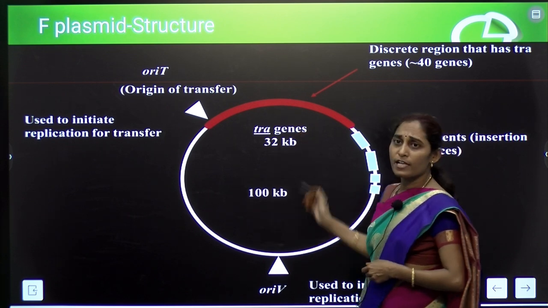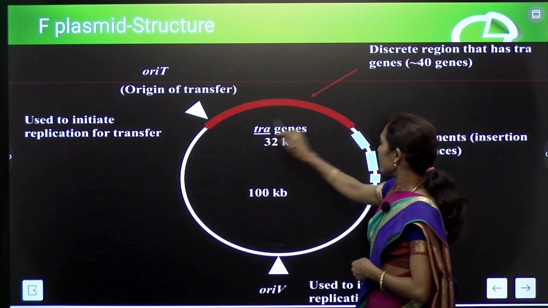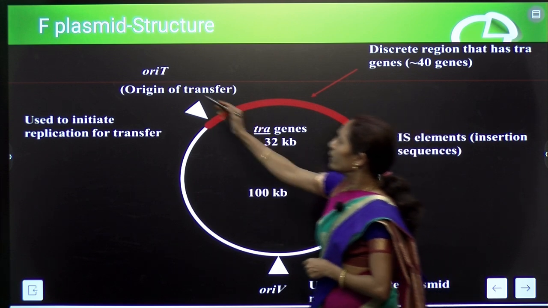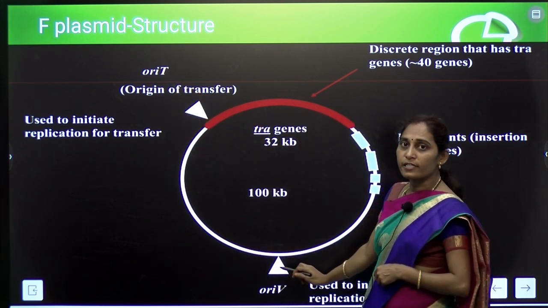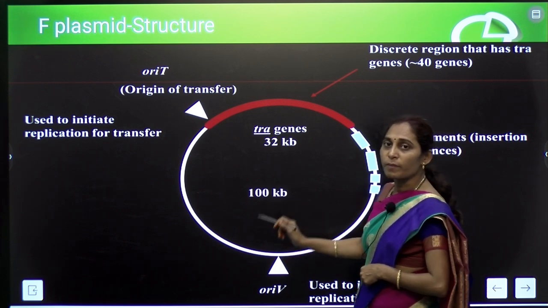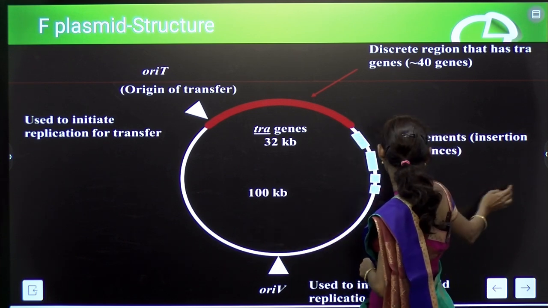This is a typical plasmid which has several genes. The ORI-T location is here and ORI-V, which is the origin of replication site or gene.